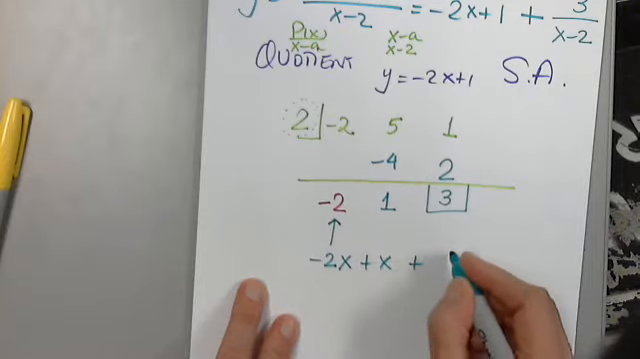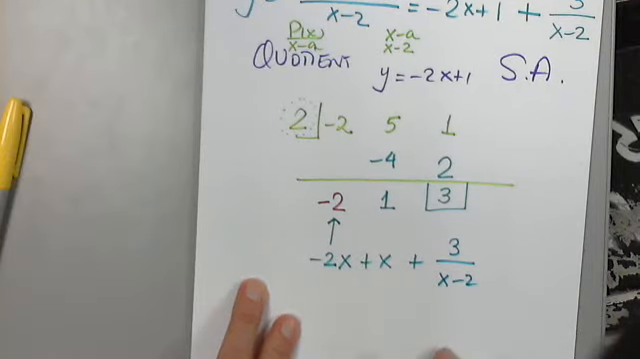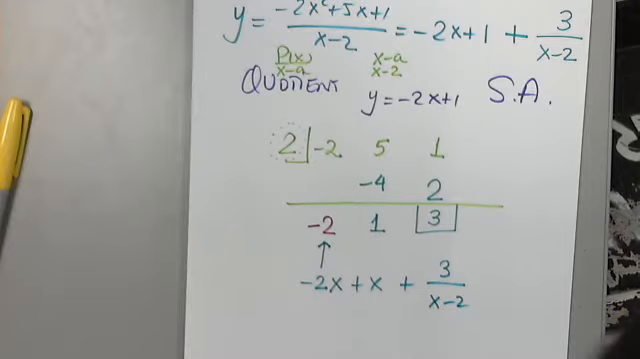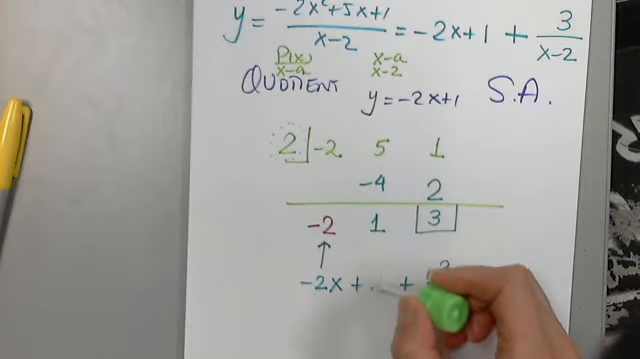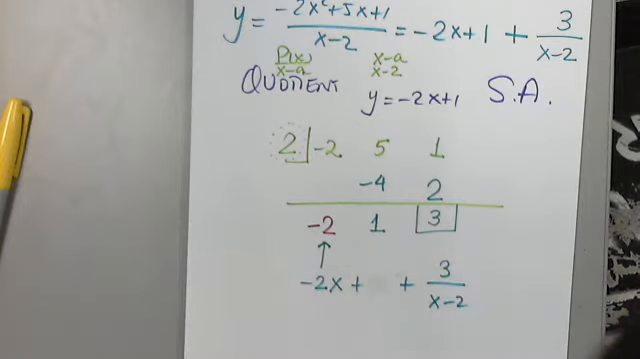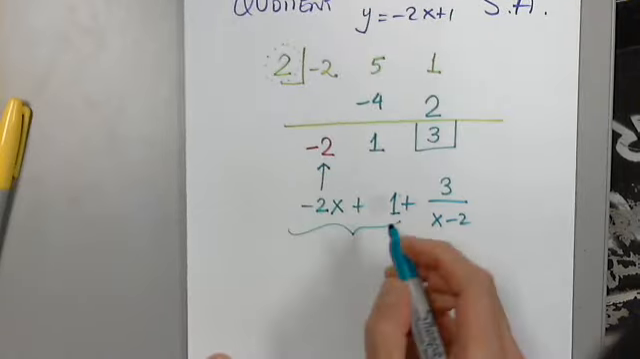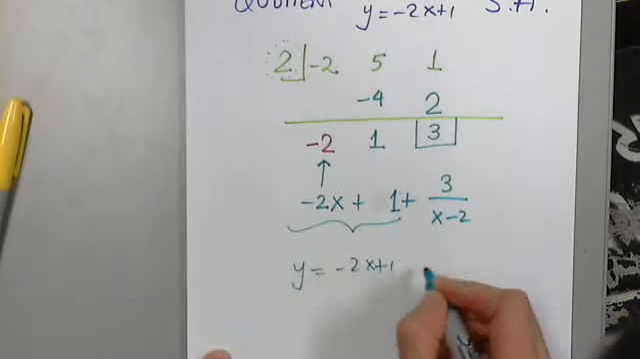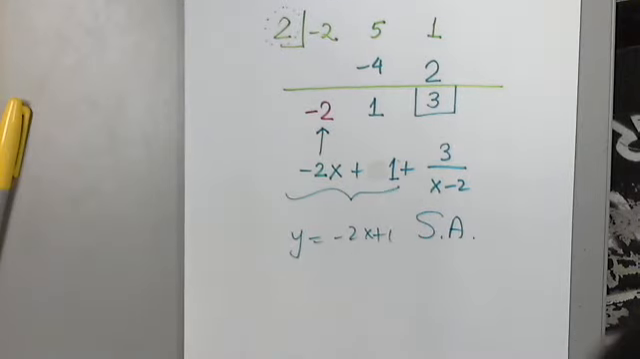So plus 1, plus the remainder over the divisor. I meant to write 1. I don't know why I wrote x. Sorry, I talked too much. It's 1, of course. 2 terms, linear. And this is just this piece. y equals negative 2x plus 1 is the slant asymptote of this function. Any questions on this?